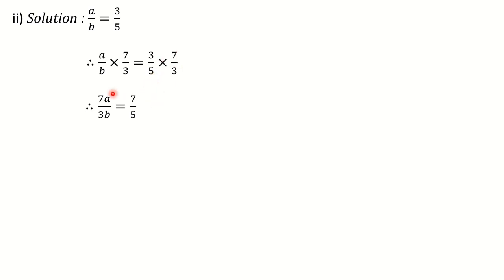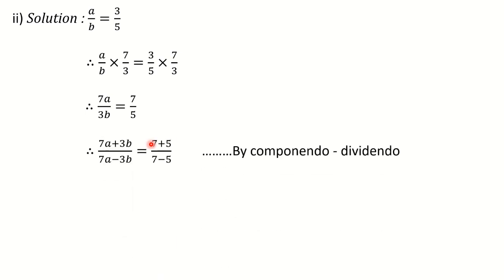Now if we do componendo dividendo here at this stage, that means 7a plus 3b divided by 7a minus 3b is equal to 7 plus 5 upon 7 minus 5. That is by componendo dividendo. Don't forget to write down the reason. It is very important to write down the reason. So here 7 plus 5 is 12 and 7 minus 5 is 2. So 12 upon 2, which we can reduce to 6 upon 1.